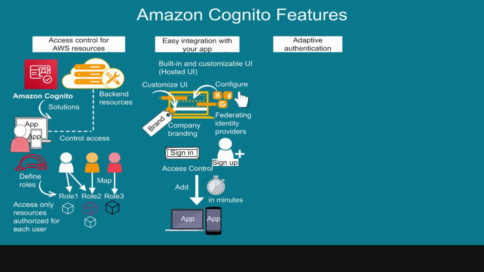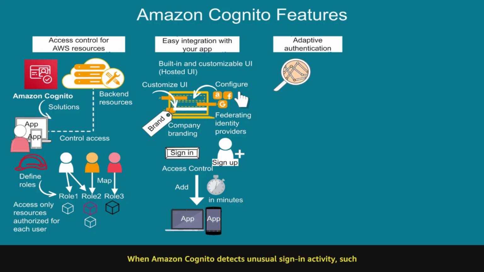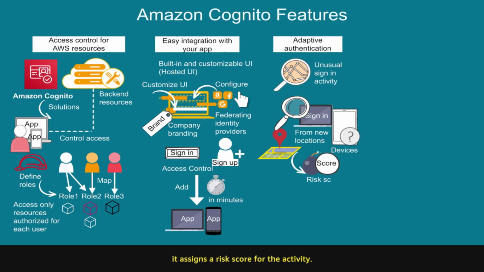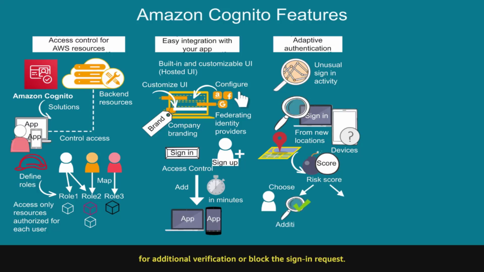Adaptive authentication. When Amazon Cognito detects unusual sign-in activity, such as sign-in attempts from new locations and devices, it assigns a risk score to the activity. It then lets you choose to either prompt users for additional verification or block the sign-in request.